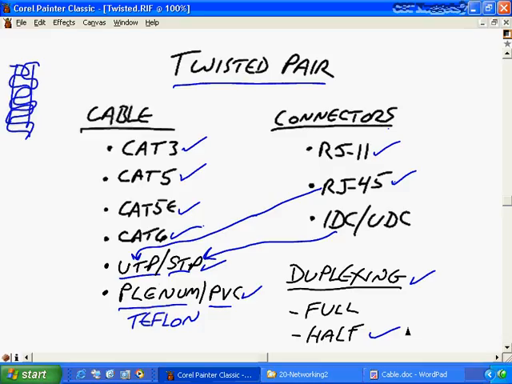It's like my son. For Christmas a couple of years ago, I got him the Incredible Hulk walkie-talkies, and he kept trying to listen to me while he was holding the button down. Well, that just doesn't work. You've got to let go of the button before I get to talk. Well, that's the way it is with half duplexing as well.